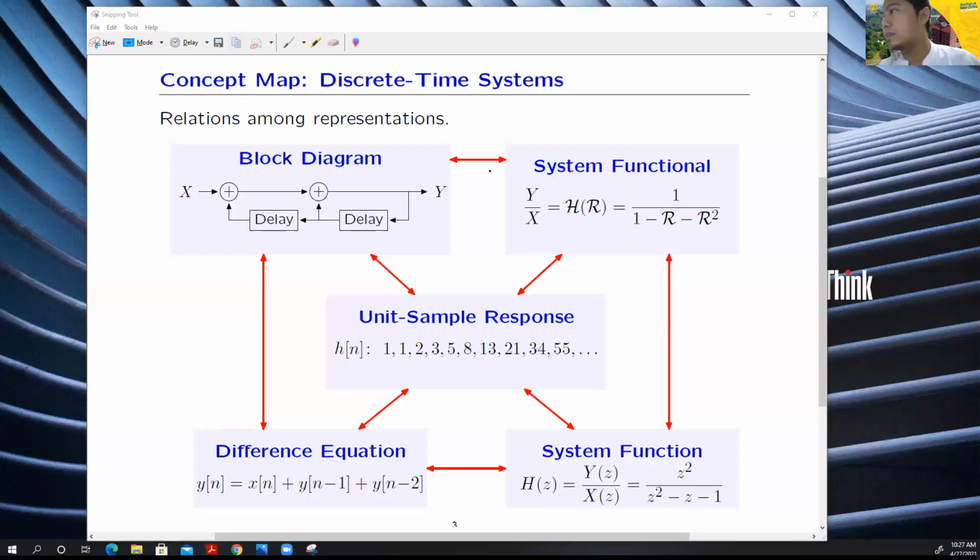So actually, the Laplace transform topic is already finished. So we move forward to the Z transform. On the screen, there are many relationships. First, this is the system block diagram representation.